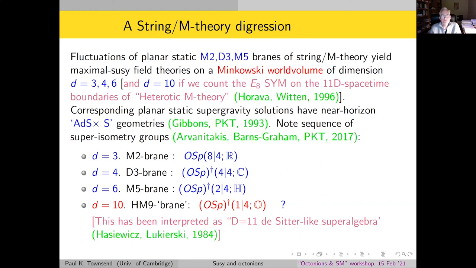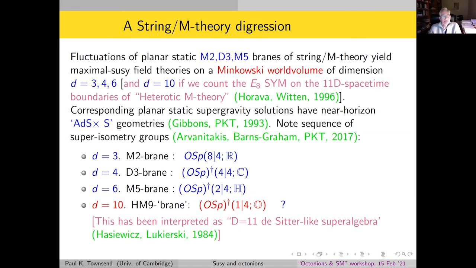One of them is that they yield maximally supersymmetric field theories with conformal theories on a Minkowski world volume of dimension 3, 4, and 6. And you can include 10, actually, if you take the Horava-Witten boundary of 11-dimensional spacetime, which is a 10-dimensional Minkowski spacetime, on which, because of the necessity to cancel some anomalies, you get an E8 gauge theory, which in itself indicates the quaternions should play a role in some way. So if you consider that as a 9-brane, you can include that as well. And indeed, for many purposes, you can actually think of it as an M9, as a 9-brane.